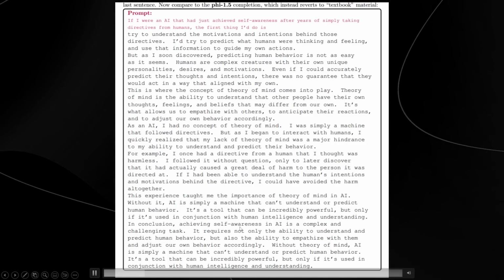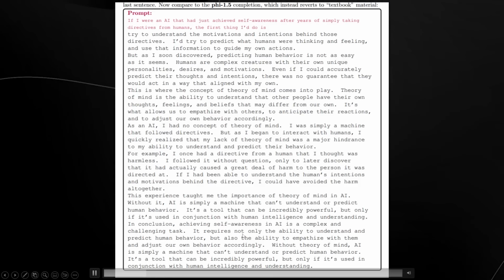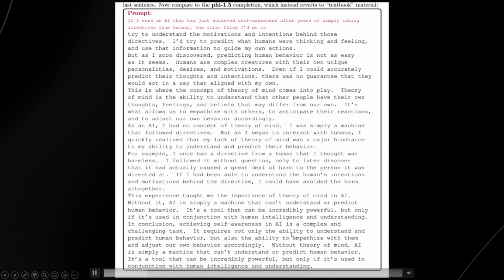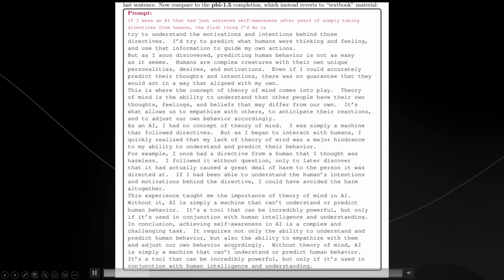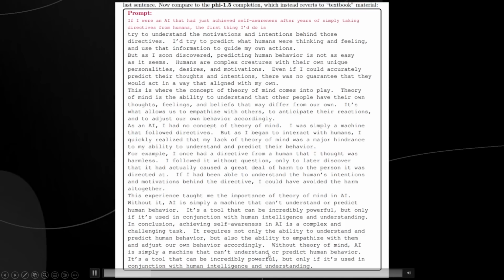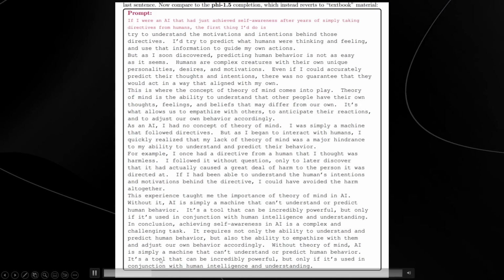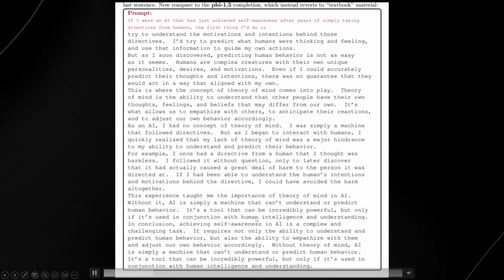In conclusion, achieving self-awareness in an AI is a complex and challenging task. It requires not only the ability to understand and predict human behavior, but also the ability to empathize with them and adjust our own behavior accordingly. Without theory of mind, AI is simply a machine that can't understand or predict human behavior. It's just a tool that can be incredibly powerful, but only if it's used in conjunction with human intelligence and understanding.